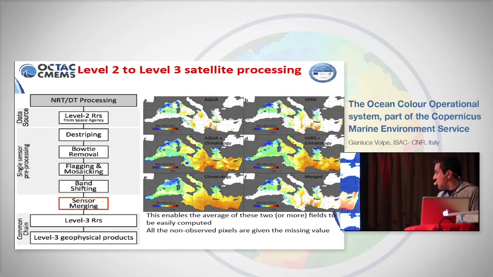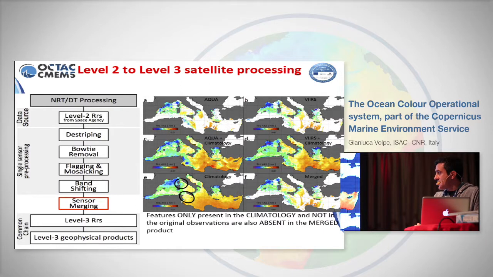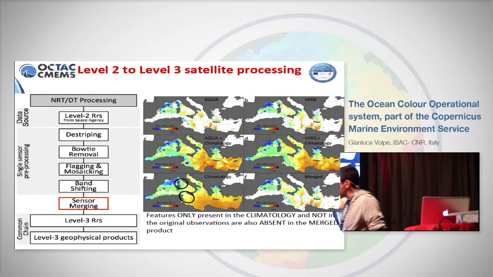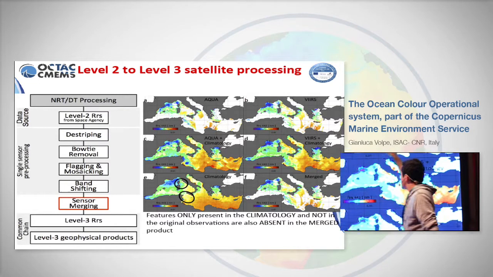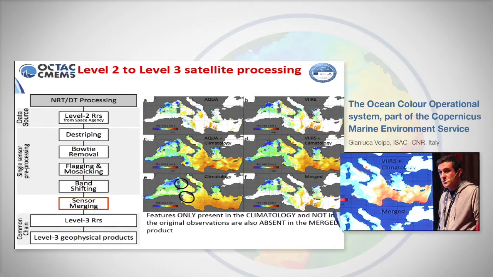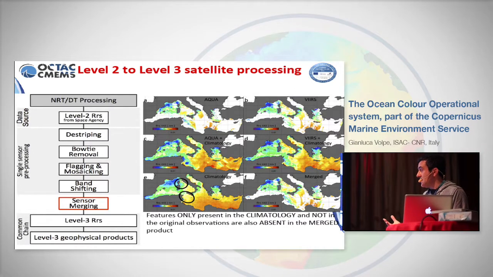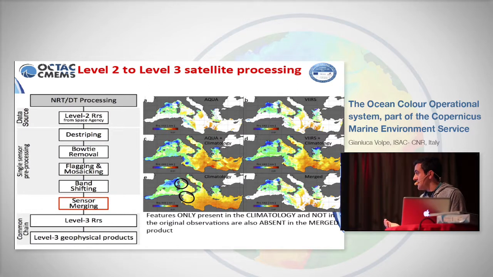Obviously, at the end, all the non-observed pixels are taken off. And this is the merged product. So once we do this for all bands, an important point is that features which are only present in the climatology, for example here, or the reddish area in the climatology, which was not really present in the scene, is also absent from the merged product. So the climatology doesn't really add, let's say, geophysical variability to the outcome.